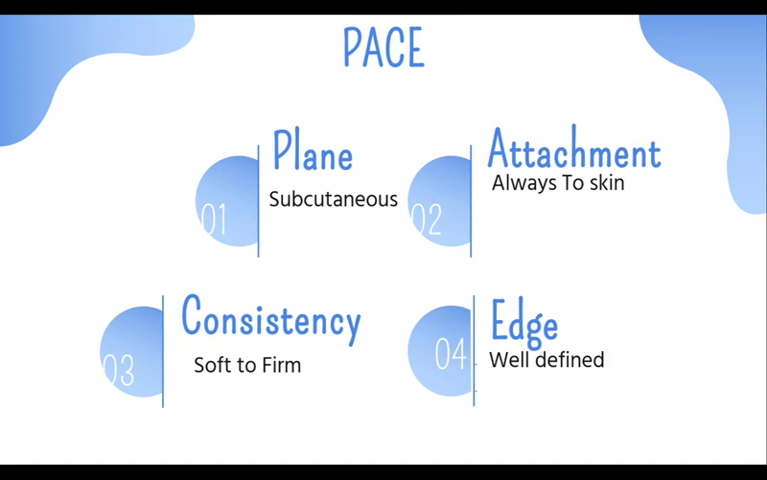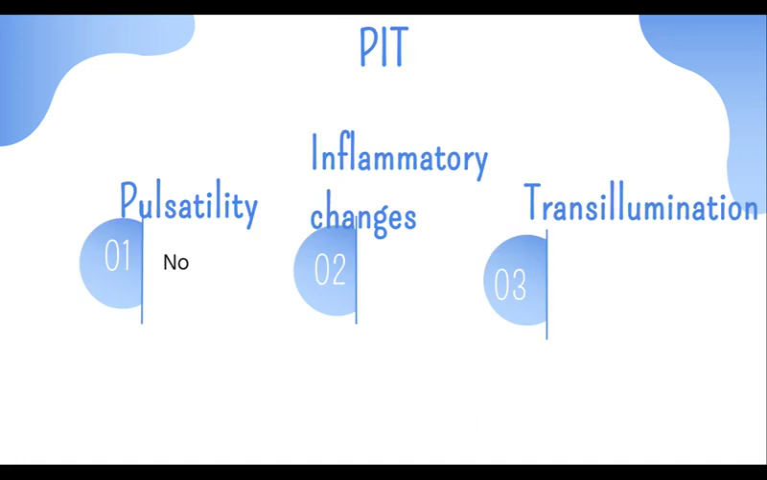The third part is the PIT. There is no pulsatility in the sebaceous cyst, but they are fluctuant. Inflammatory changes can be present. There can be warmth, erythema and tenderness around the sebaceous cyst. Sebaceous cysts are not transilluminant because they contain thick sebum.